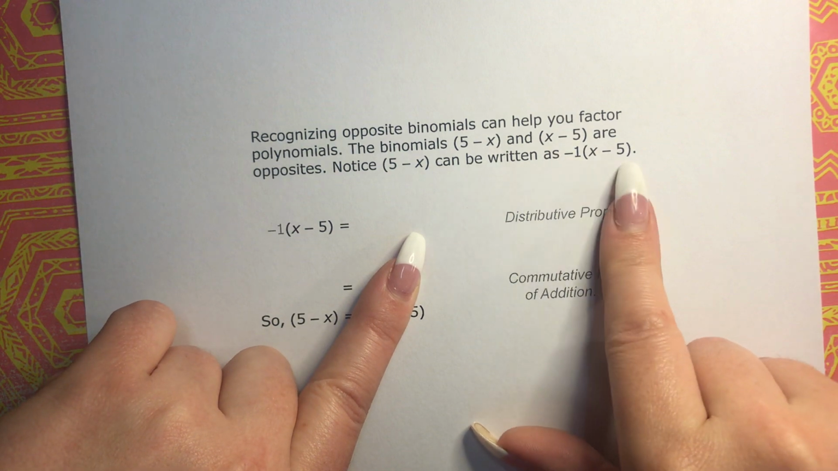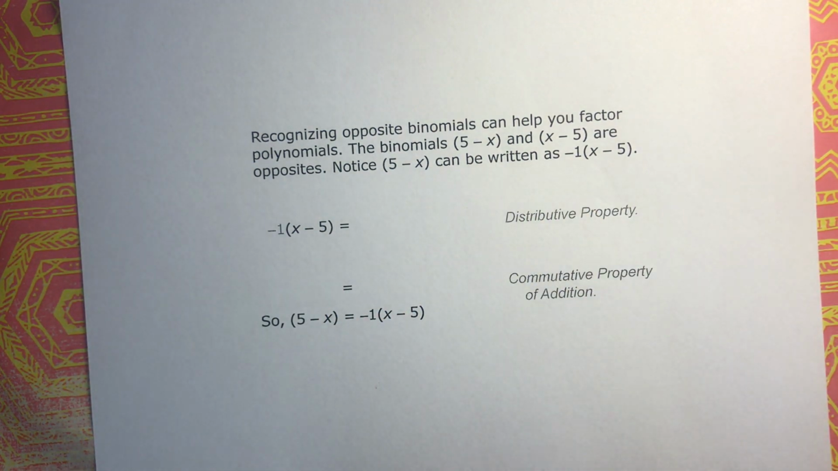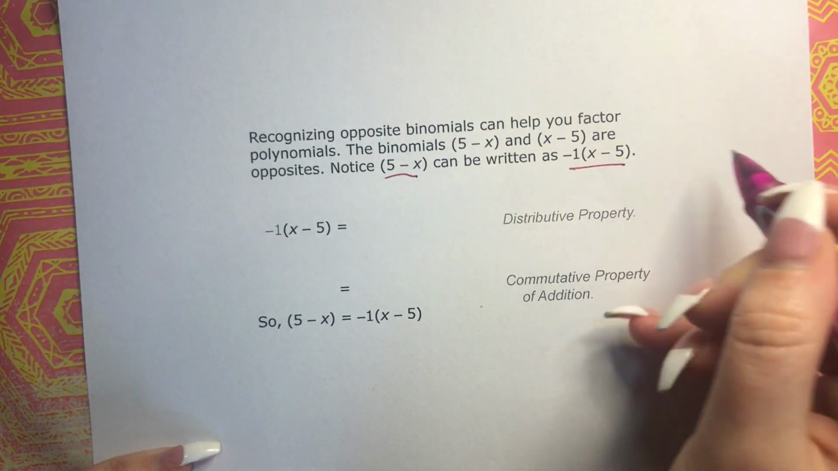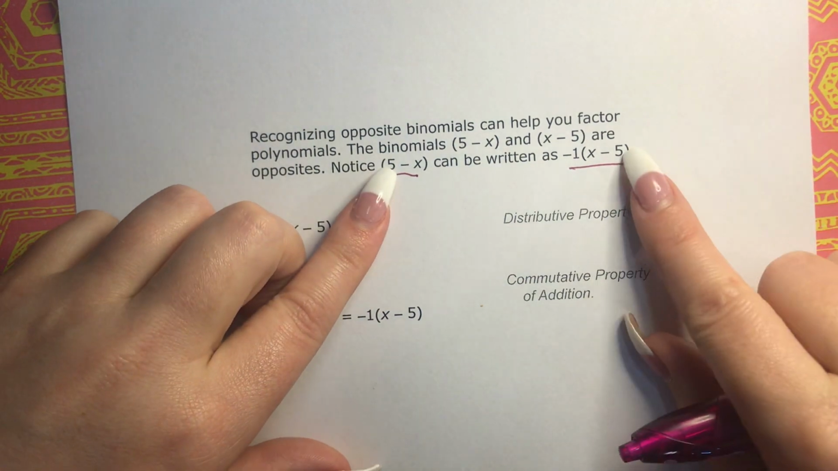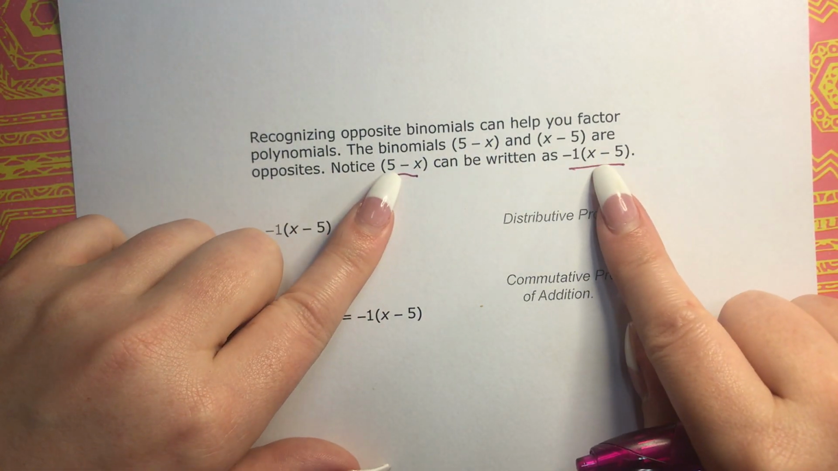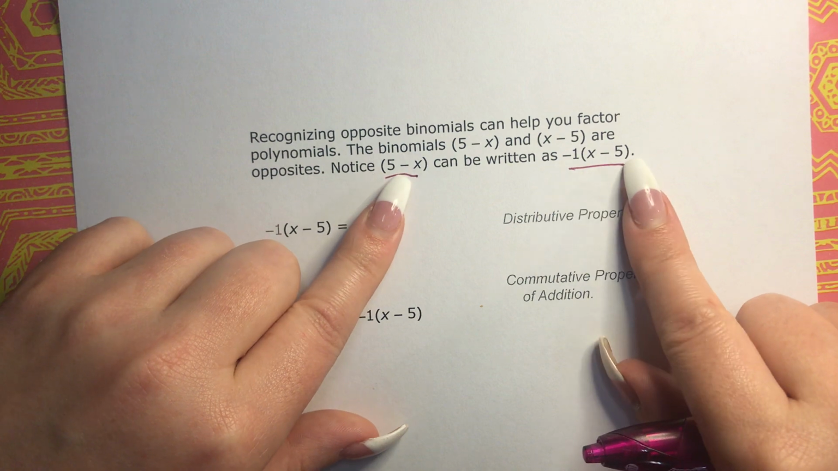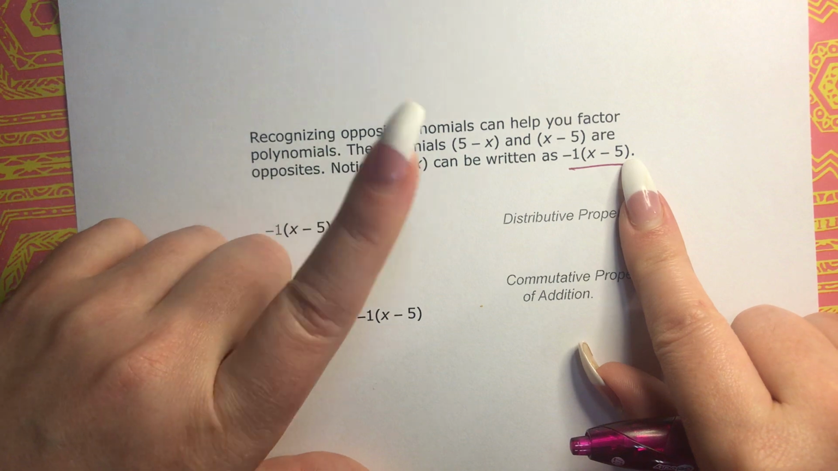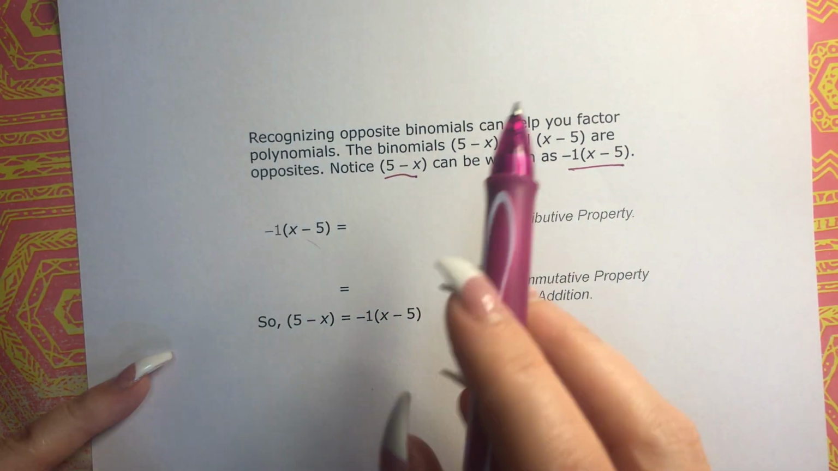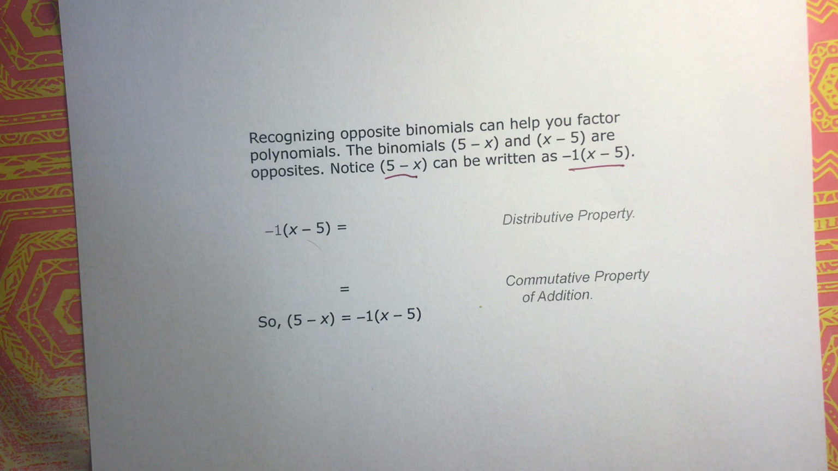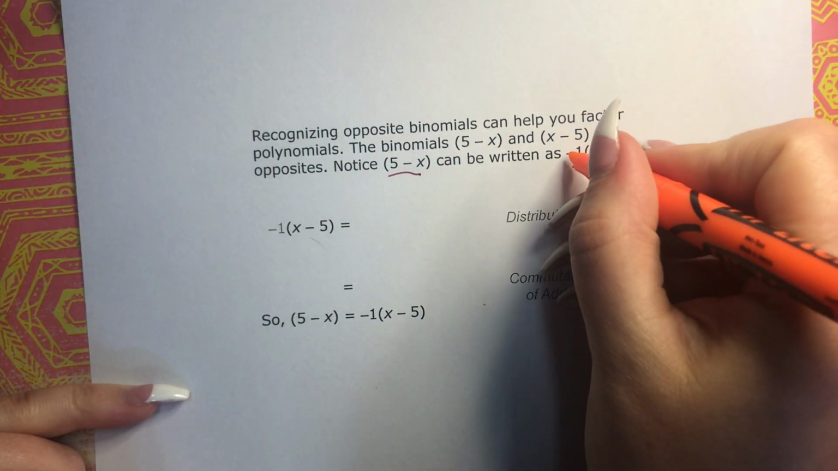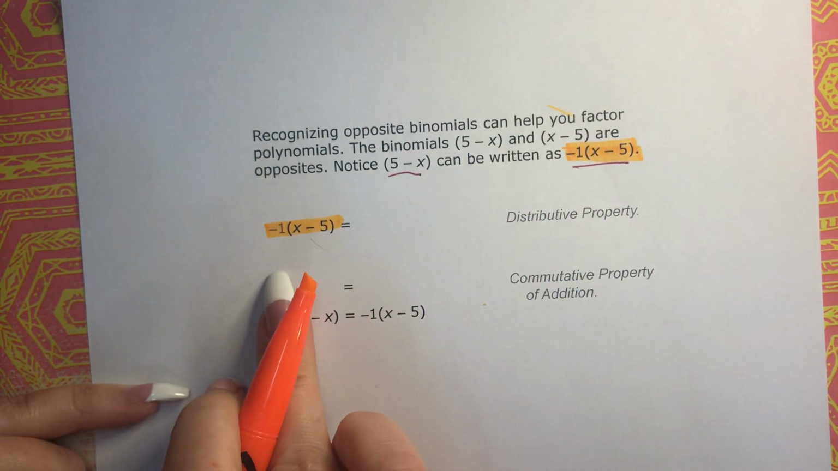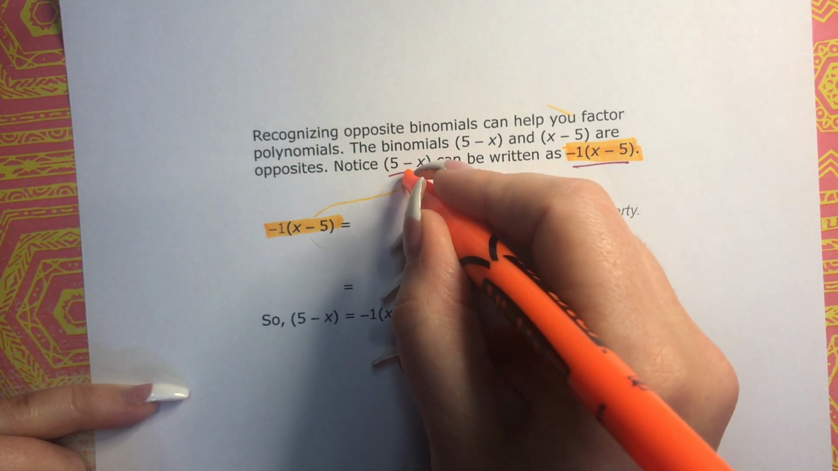Okay. Let's go ahead and look at that. It's saying these two things can be written the same. So there are the opposites, right? 5 minus x and x minus 5. It's basically saying if you take one of the opposites and multiply it by negative 1, it's the same thing. Okay, let's see that. Let's see if when we take this right here, and we multiply it by negative 1, do we get this?